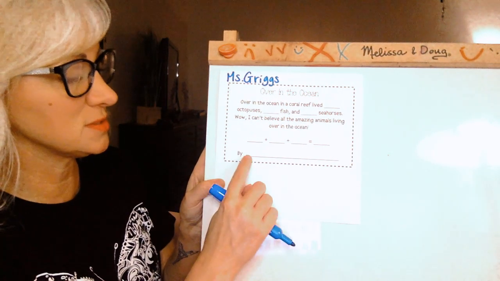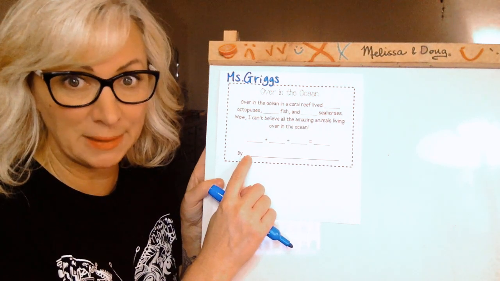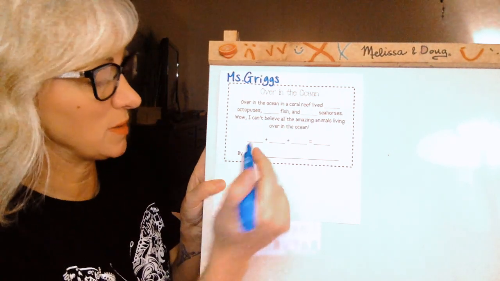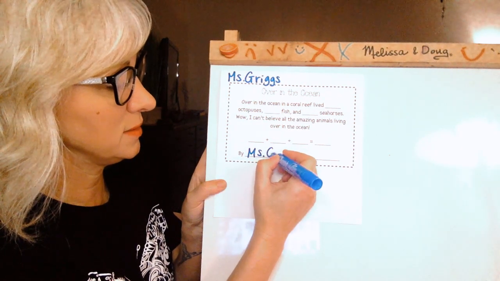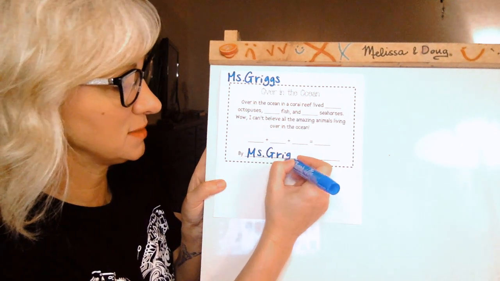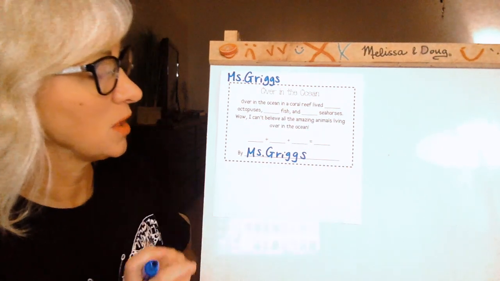And you know what, Miss Griggs is so silly. It says right down here, by. So I should write my name there instead of up there. That's okay. By Ms. Griggs. I hadn't even noticed that it had that down there.